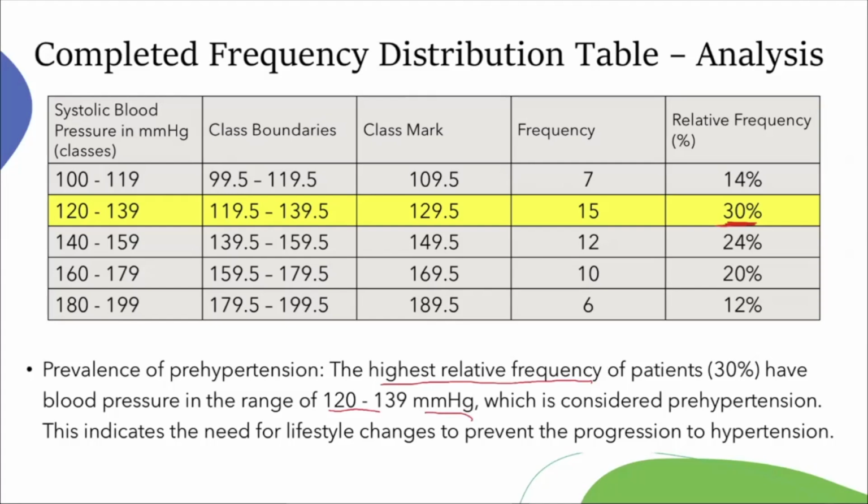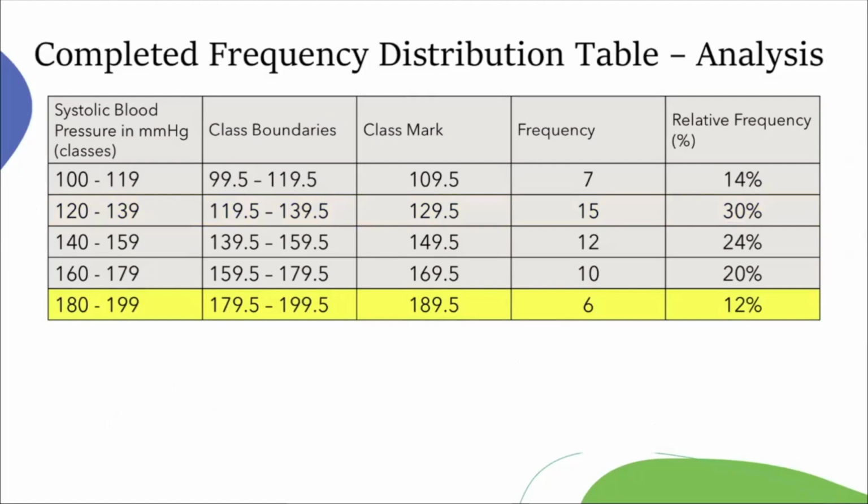Analyzing the table like this can give us some insight into this sample of people. And if we're sampling a particular population, it may give us some indication of the kind of outreach we need to conduct in the population, because this particular group indicates a need for lifestyle changes to prevent the progression to hypertension. So let's analyze this a little further.